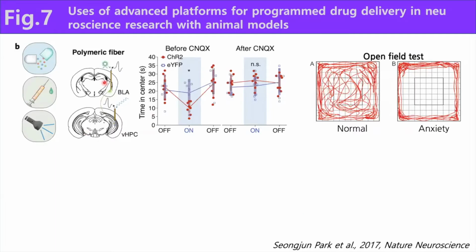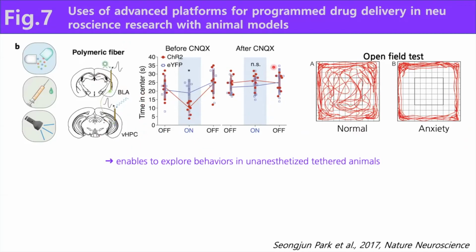Next is the polymeric fiber. This can be used to explore behaviors in unanesthetized and tethered animals. It was used to demonstrate the BLA neuronal projection to VHPC in the context of fear and anxiety. Anxiety could be measured by the open field test, and if the time spent at the center is less, it's defined as anxiety. Before this graph, a ChR2-carrying virus was injected into BLA, and VHPC was activated by light.